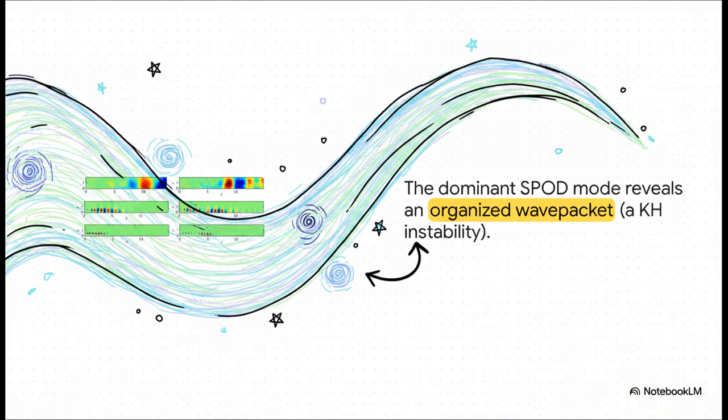And there it is. The chaos from our very first slide resolves into this beautiful, coherent, organized wave packet. SPOD has literally pulled the signature of a classic Kelvin-Helmholtz instability right out of the noise. This is the fundamental physical mechanism driving the jet's behavior, and it was completely buried in that raw data.